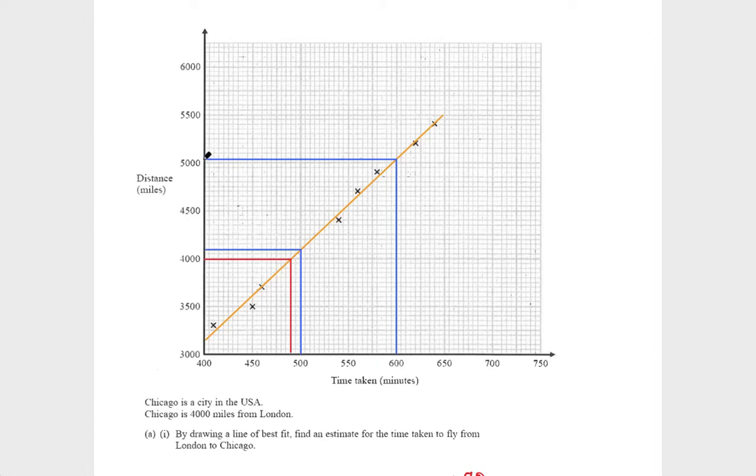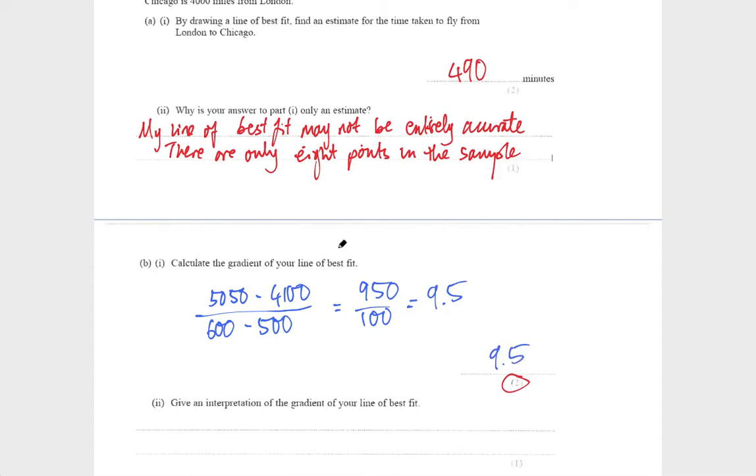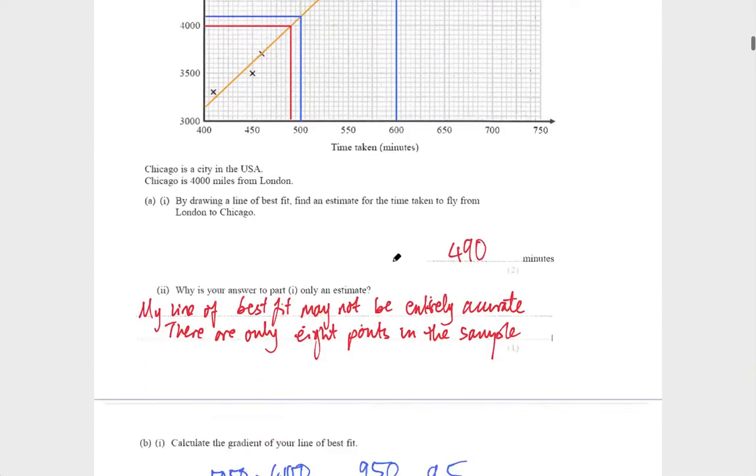So my change in y is 5050 minus 4100, over 100. That was 600 minus 500 on the graph. That's 950 over 100, which is 9.5, so my gradient is 9.5 in this case. Make sure you're using the units marked on the scales and not just counting squares. Counting squares would give you a very different answer.